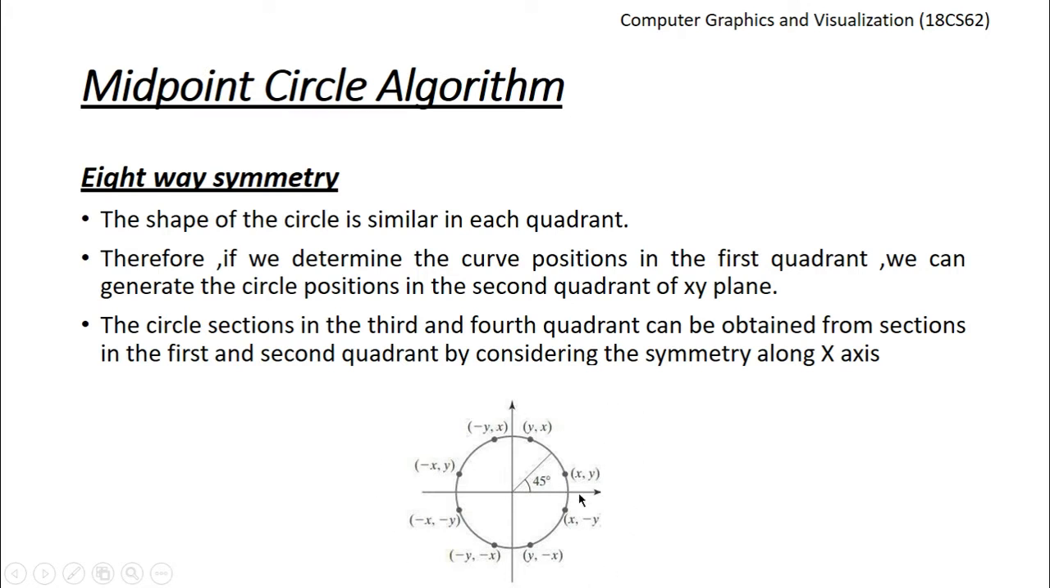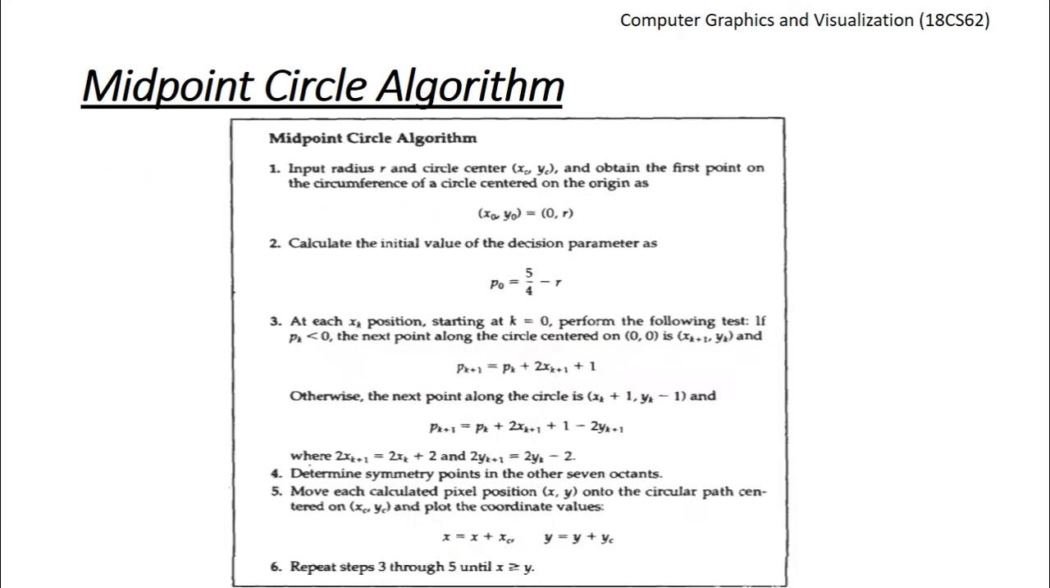If we find one point on the circumference of a circle, that is as good as finding the remaining 7 points by applying the 8-way symmetry, since a circle can be split into 8 octants and is symmetrical across them. Now let us jump into the actual algorithm here. Let us understand the steps we have in this midpoint circle algorithm.